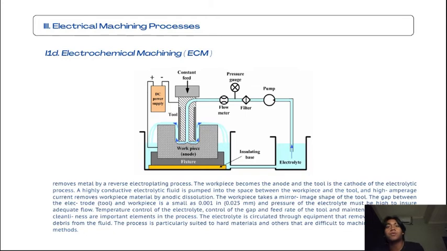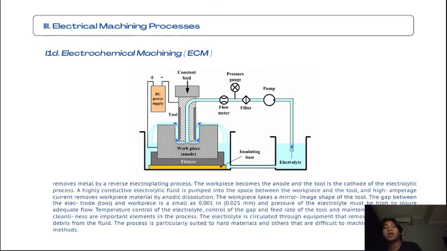Okay, now we're going to the fourth subtopic from EDM, which is electrochemical machining, or ECM. It removes metal by a reverse electroplating process. The workpiece becomes the anode, and the tool is the cathode of the electrolytic process. A highly conductive electrolytic fluid is pumped into the space between the workpiece and the tool. The high amperage current removes workpiece material by anodic dissolution. So the workpiece takes a mirror image shape of the tool.